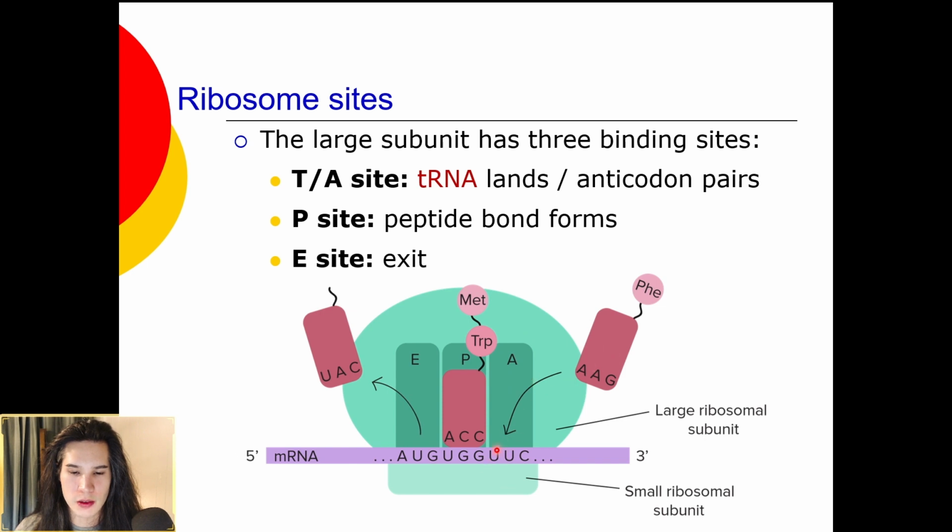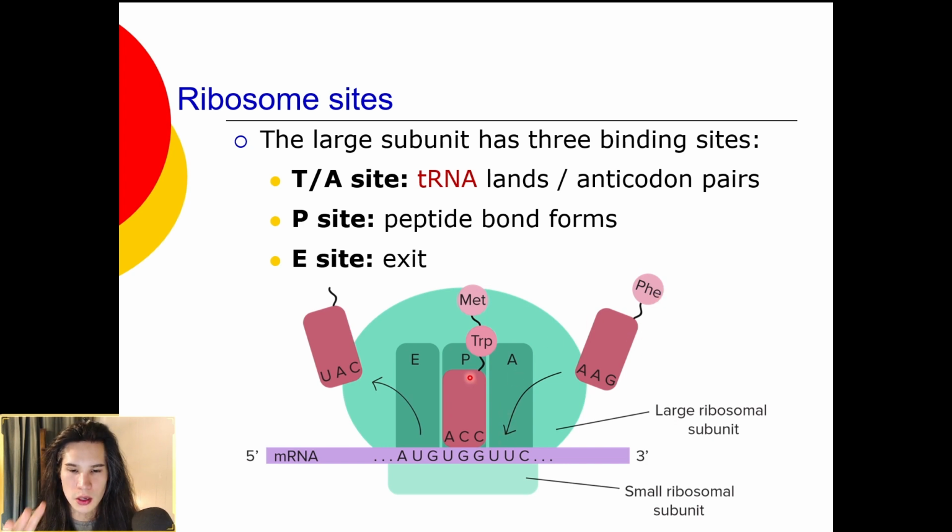So here you have UUC, which is a codon, and your anticodon is going to be AAG. So the appropriate tRNA with the appropriate anticodon for this codon, carrying the appropriate amino acid, is going to come and drop off its amino acid.